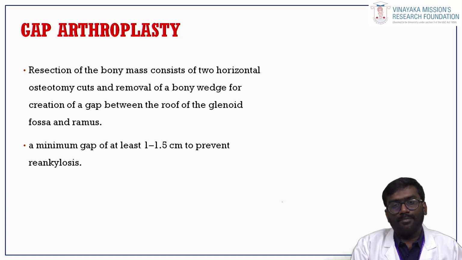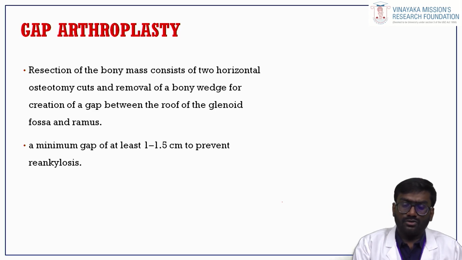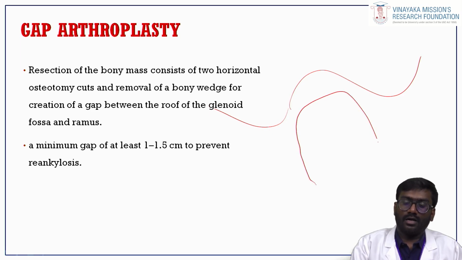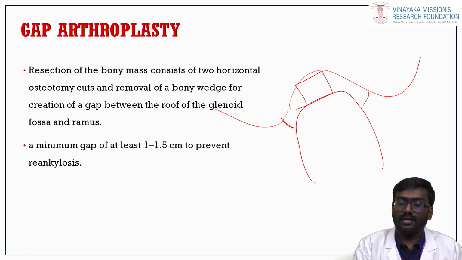The second is gap arthroplasty. Gap arthroplasty is for type 2, 3 and 4 of the classification, where you have a bridge of bone in the periphery or in the center, or the entire joint is replaced by the ankylotic mass. So this is the glenoid fossa, and you have the mandible. In type 2, as I told, the periphery has the bony mass, whereas in type 3 you have the bony mass in the center, and in type 4 the entire joint is replaced by bone. So you have to go for resecting this.